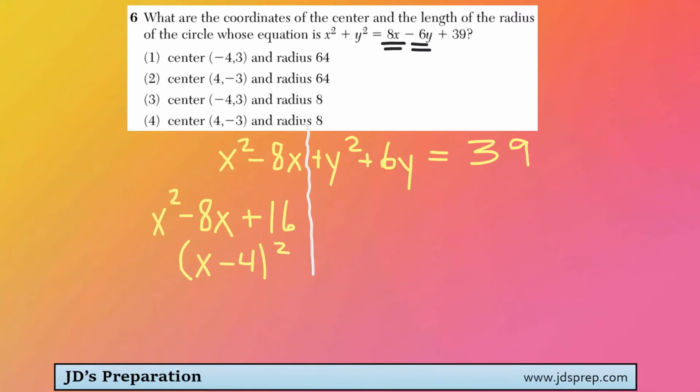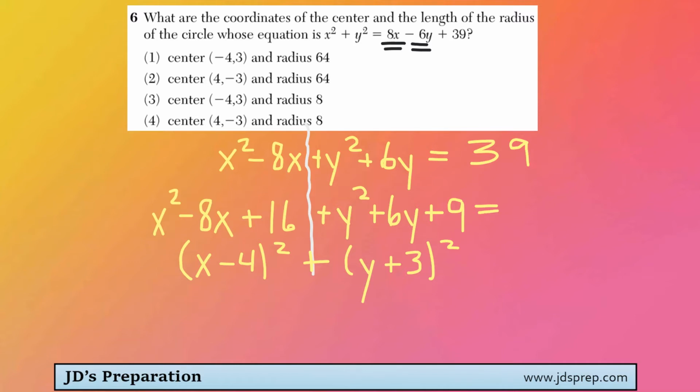But I'm getting ahead of myself, because over here we also have to do the same thing with the y terms. So we've got y squared plus 6y. And we're going to take half of 6 and square it. So half of 6 is 3, squared is 9. And that's going to become y plus 3 squared.